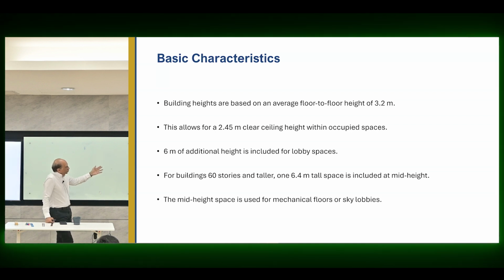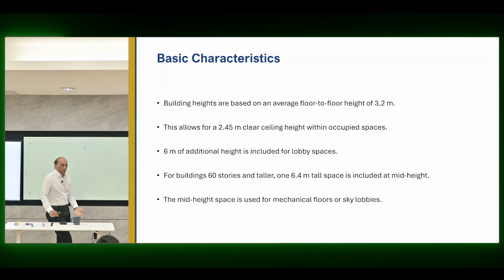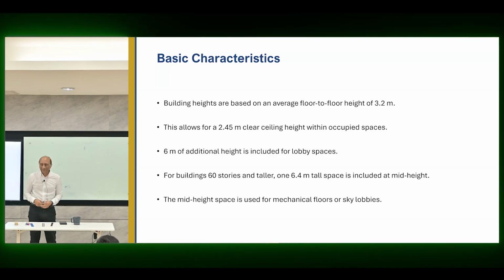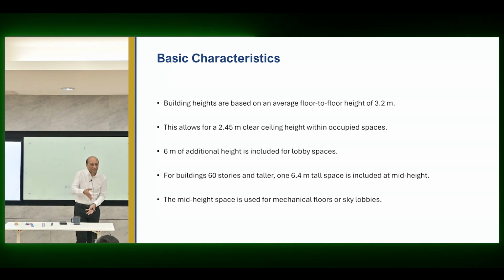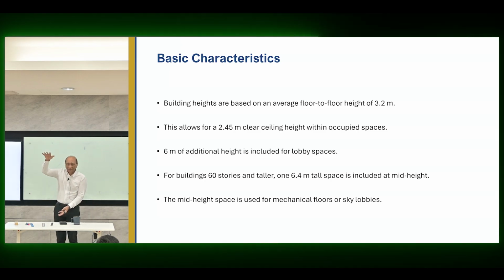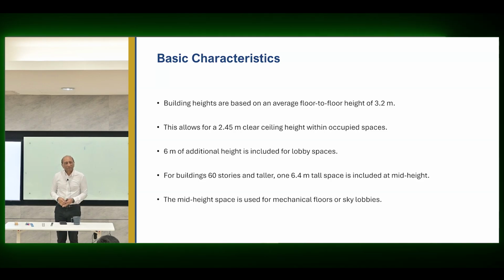Then this allows for 2.5 meter clear ceiling height within the space, including all of the stuff inside there. 6 meter additional height is included for lobby space. Normally, first floors are always 2-floor height. So that's a big problem for frames, because a frame is weakest at the base. And if you also increase the height, it becomes really weak. So frames are very weak at the first starting floor, where they have the maximum drift problem.